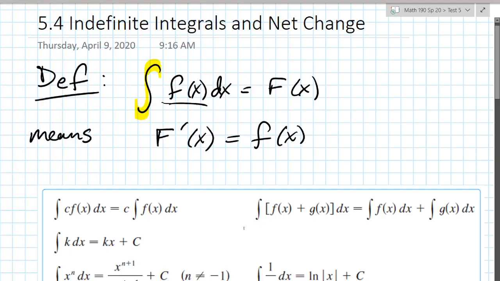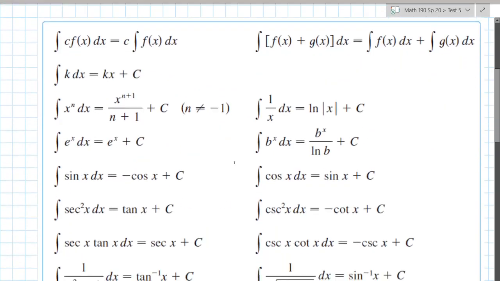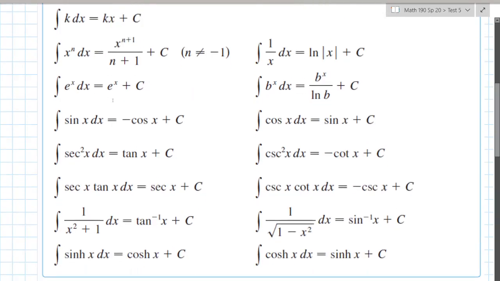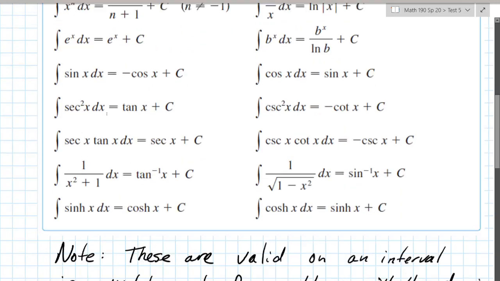So just like we had in the section for antiderivatives, we say all these basic antiderivative rules again, but now we write them as indefinite integrals. So you should know all of these antiderivative rules. Those will be taken as something you'll memorize.